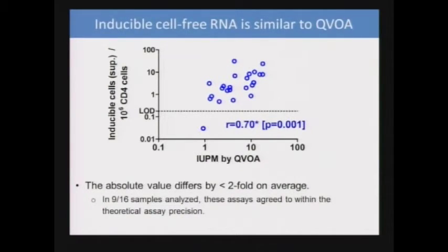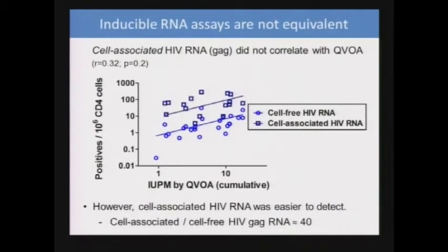So the correlation coefficient was quite good. And in fact, if you look on a sample-by-sample basis, in most of these samples, the discrepancy between QVOA and this inducible cell RNA measurement was within the range that is dictated just by the precision limit of the QVOA assay itself. So these were essentially statistically indistinguishable in most of those cases and quite well correlated overall.